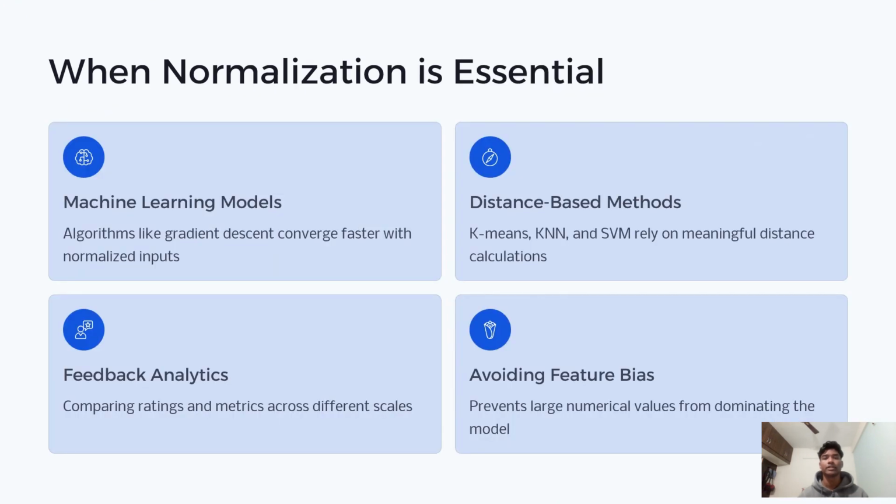Now, when is normalization essential? Normalization becomes absolutely necessary when we are using machine learning models that depend on scale. We are applying distance based methods. We are comparing feedback ratings in different ranges. We want to avoid one feature overpowering another feature. In short, if your model uses distance, gradient descent, or mixed scale data, normalization is a must.